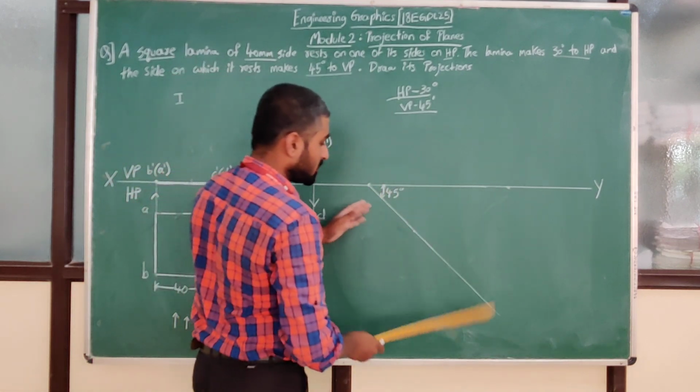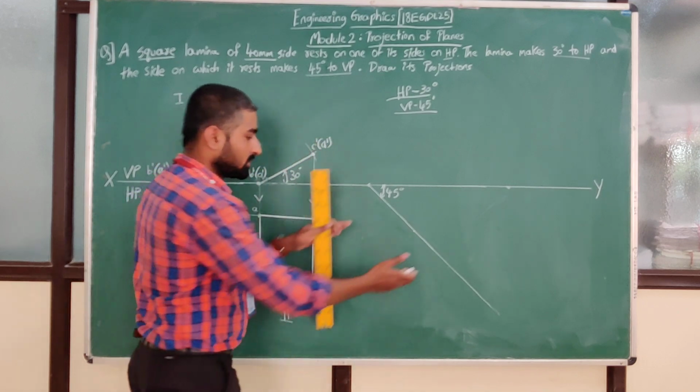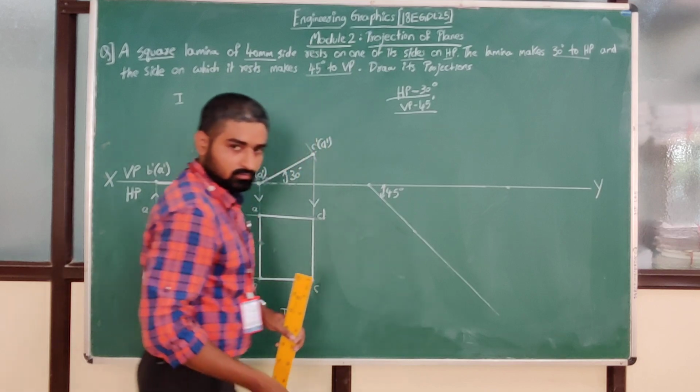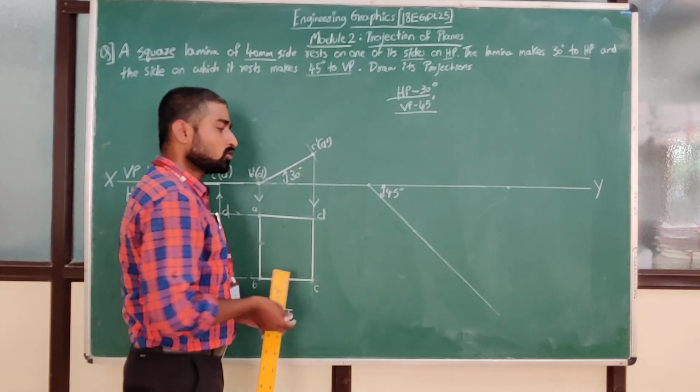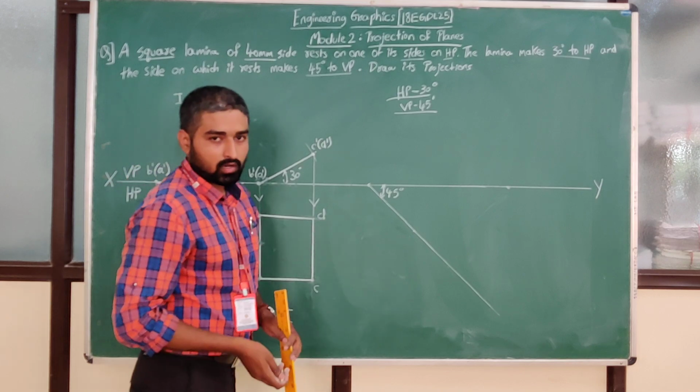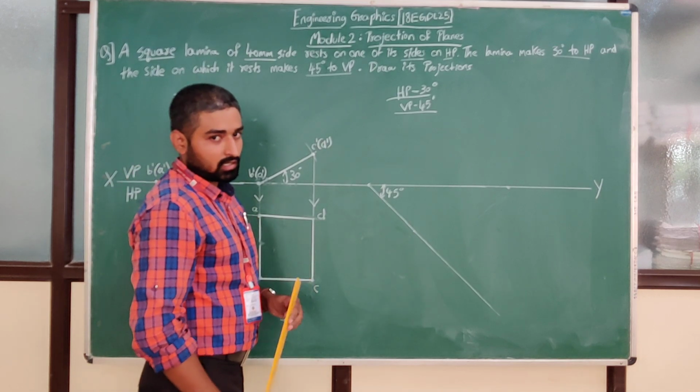Now, once we have drawn this line, what should we do here? We should take whatever is there in the second step and place it in the third step. But the thing is, what are you going to place on that line? Are you going to place an edge? Are you going to place a corner? Or are you going to place a diagonal?